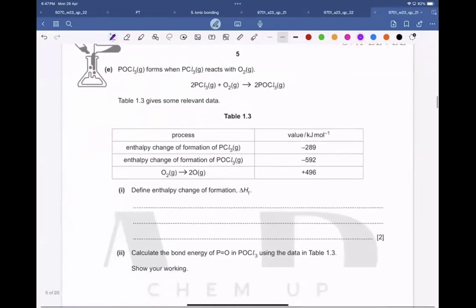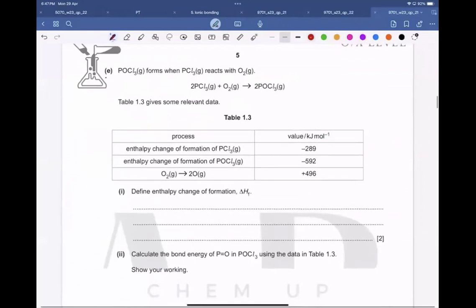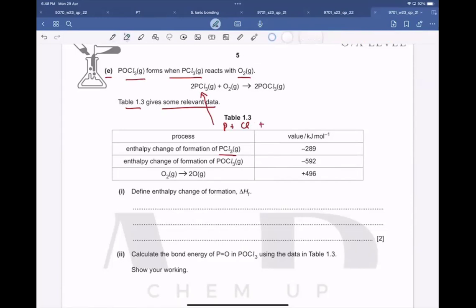Okay. Now, part E: POCl3 gas forms when PCl3 reacts with oxygen. Table 1.3 gives some relevant data. Enthalpy change of formation of PCl3, they have provided us this value. Enthalpy change of formation of POCl3. Sorry, it's not Cl2. And over here it's oxygen. This one.